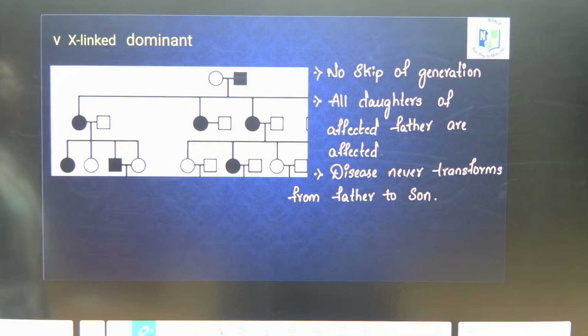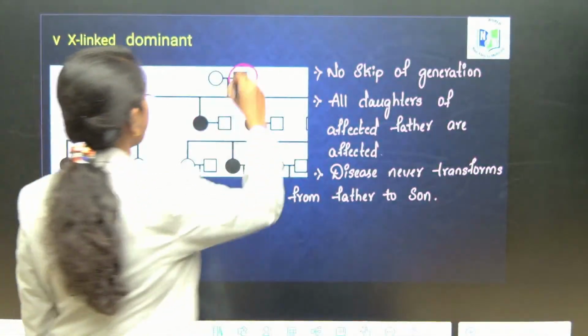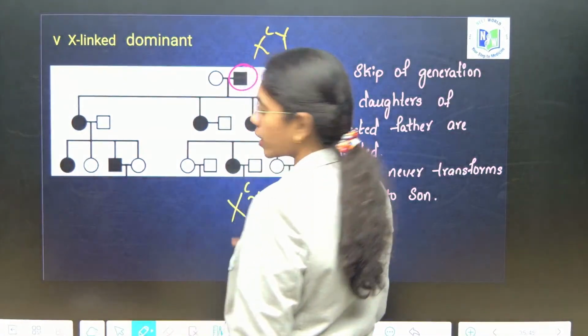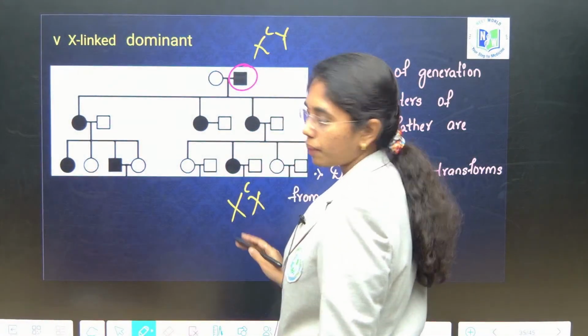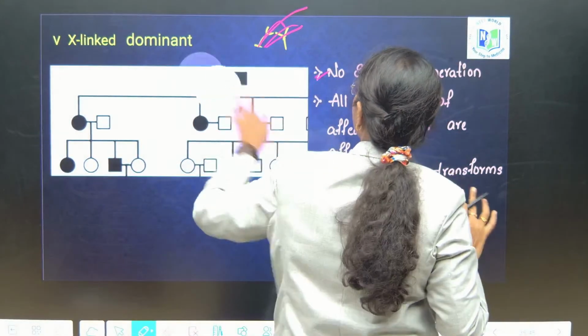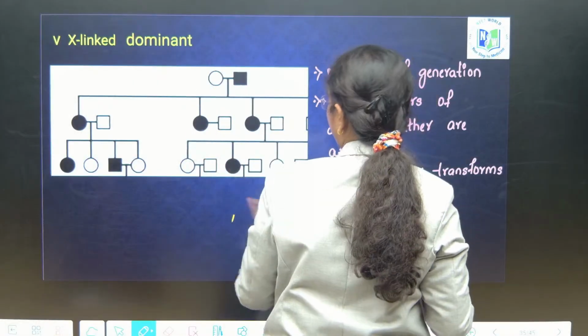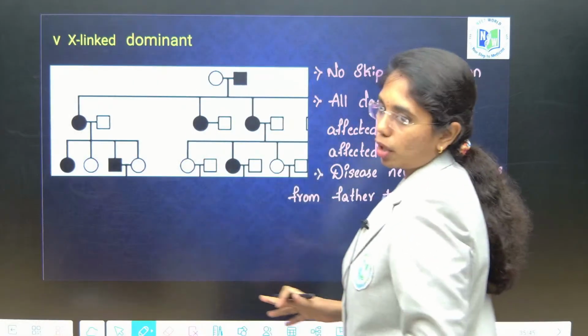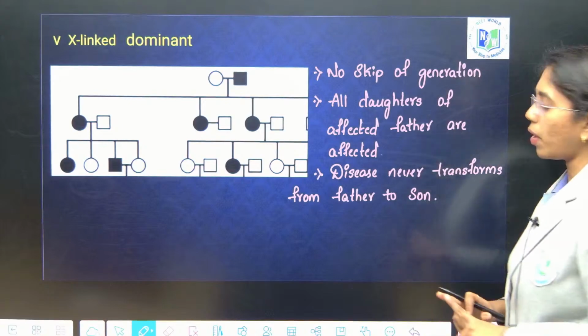And here all the daughters of an affected father will be affected, because the affected father will have what? For example, this. Then daughters having this will be affected, no? Let us suppose I am telling. So, heterozygous condition also will give the effect of the disease. So, all the affected fathers will have affected daughters. Okay, and there is no skip of generation.